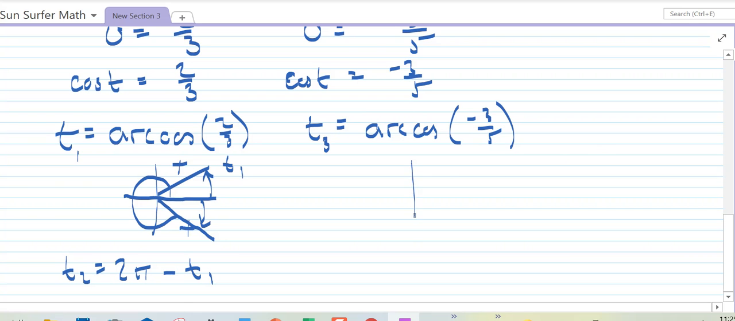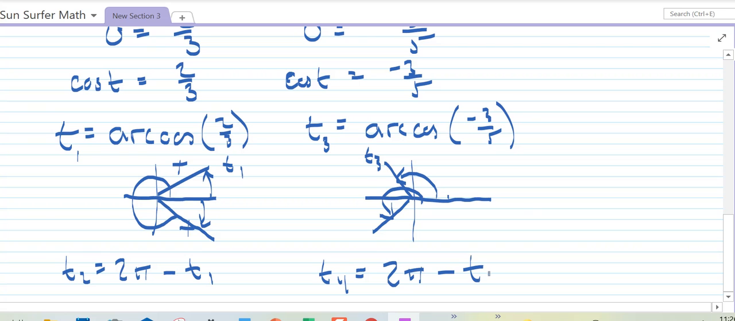So we have cosines that are negative in this quadrant. So T3 is going to be this angle right here. That's T3. And then T4 is going to be this reference angle down here. So it's going to be this angle all the way around to here. And so that could be found by doing 2 pi minus T3.